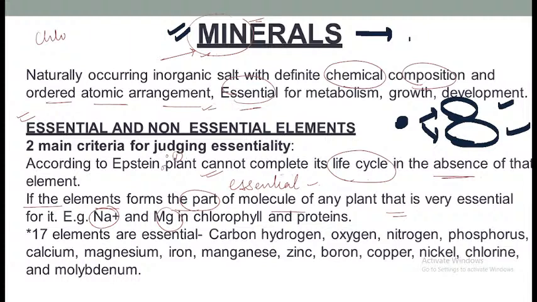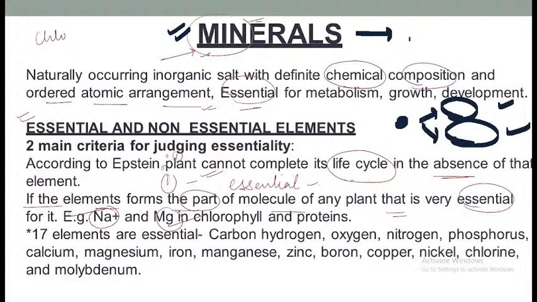So there are two major criterias. First, plant cannot complete its life cycle. Second, it is forming a very very important part, then it would be called as essential. Okay, so example is sodium and magnesium, right?